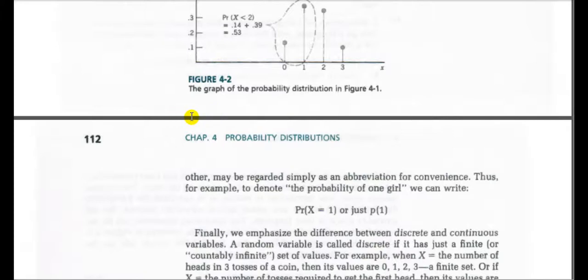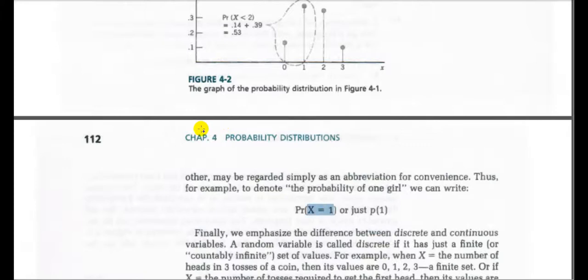Thus, for example, to denote the probability of one girl, we could write it this way. I think I said somewhere, maybe not in my videos, but in some discussion, that I would actually put quotations here and here, just to emphasize that what's going on in here is an event. So if I put quotation marks here, I would be saying the name of the event is x equals 1, but it's still an event.